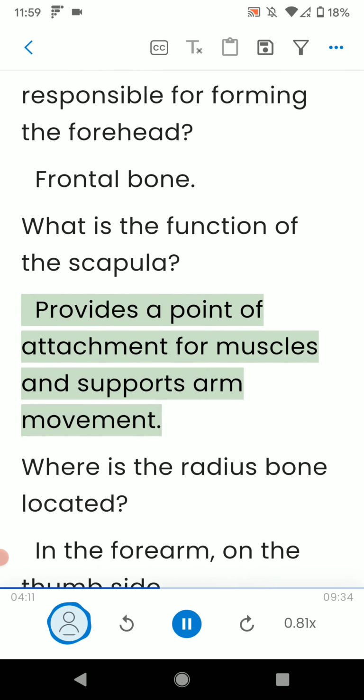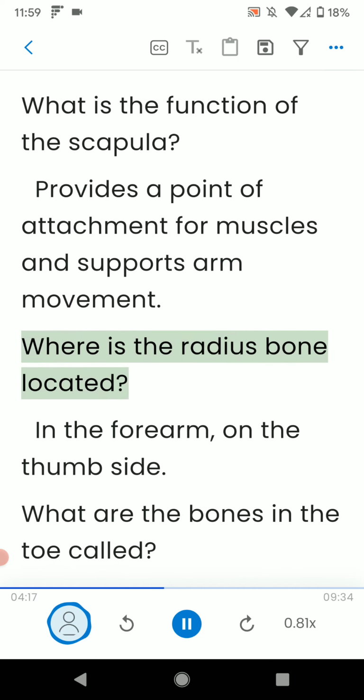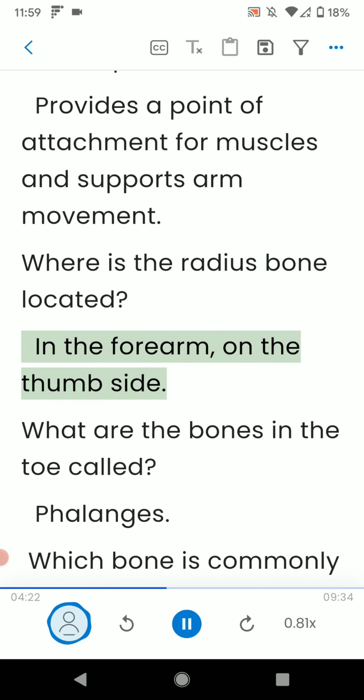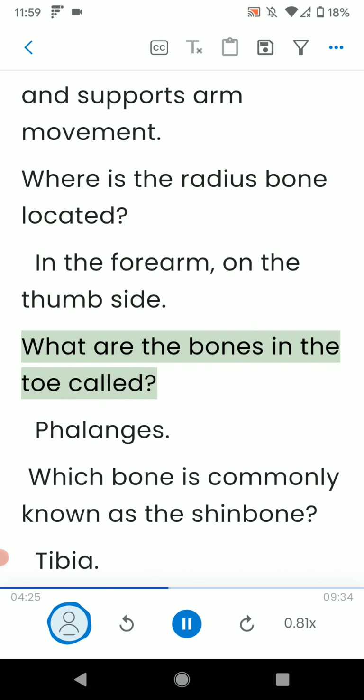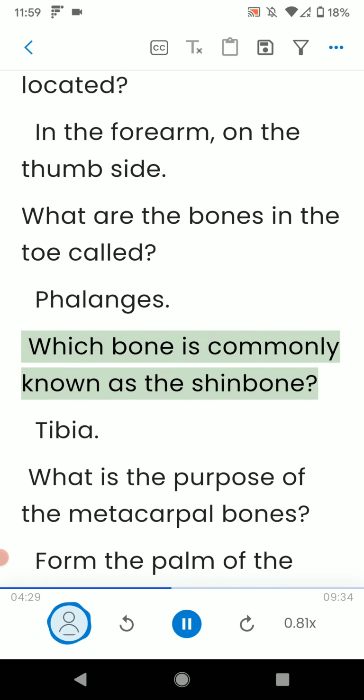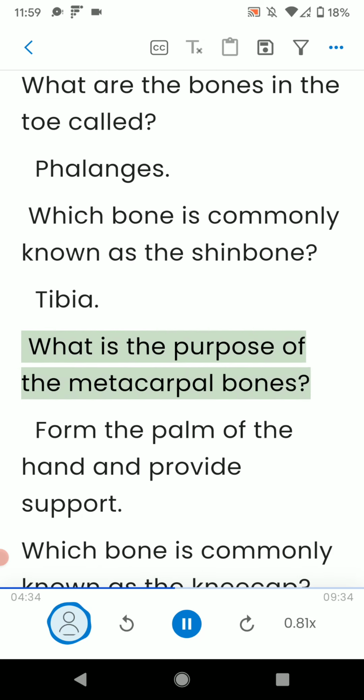Provides a point of attachment for muscles and supports arm movement. Where is the radius bone located? In the forearm, on the thumb side. What are the bones in the toe called? Phalanges. Which bone is commonly known as the shin bone? Tibia. What is the purpose of the metacarpal bones?